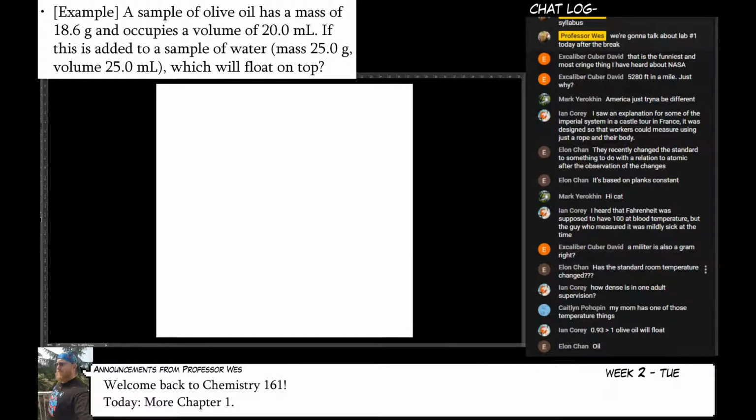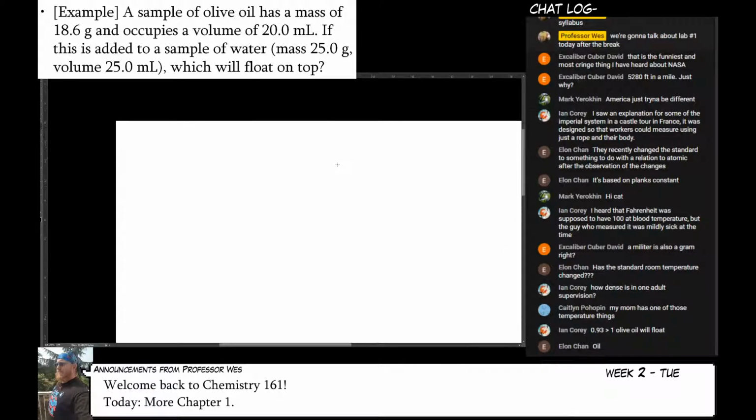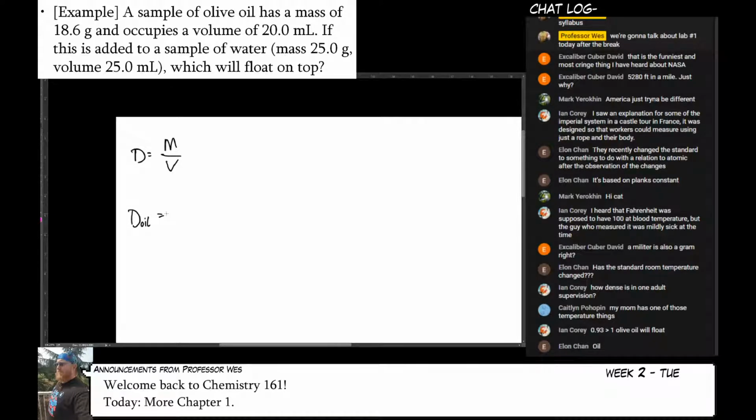All right, so let me zoom this in really quickly here. So let's write down the formula for density. And so I know the mass and the volume for each of these, so we could just do the calculations as so.